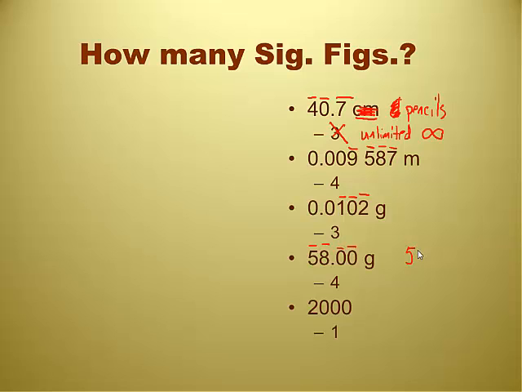Now, Mrs. G, what if it looks like this? What if I have 5,800 grams written like that? Oh, I see what you're saying. Yes. Then there's 4 because the decimal is kind of like a significant entity. And if there's a decimal and something between 2 significants, then it's significant too, right? So if the 8's significant and the decimal's significant, so are the zeros. All right, so that's 4 also.